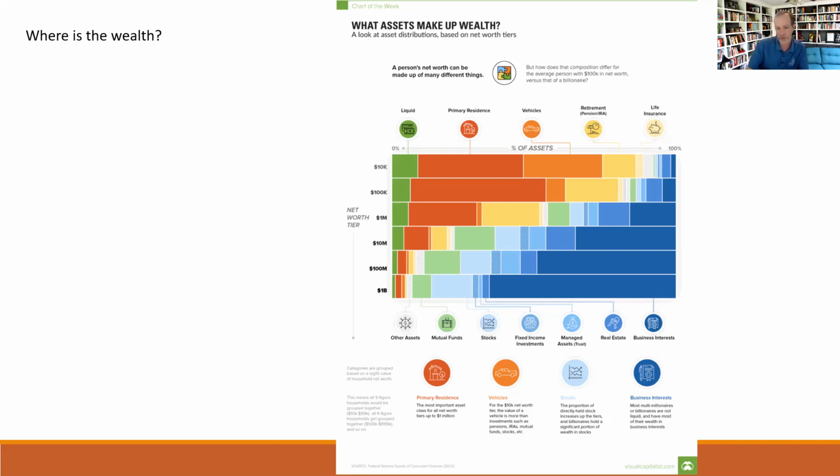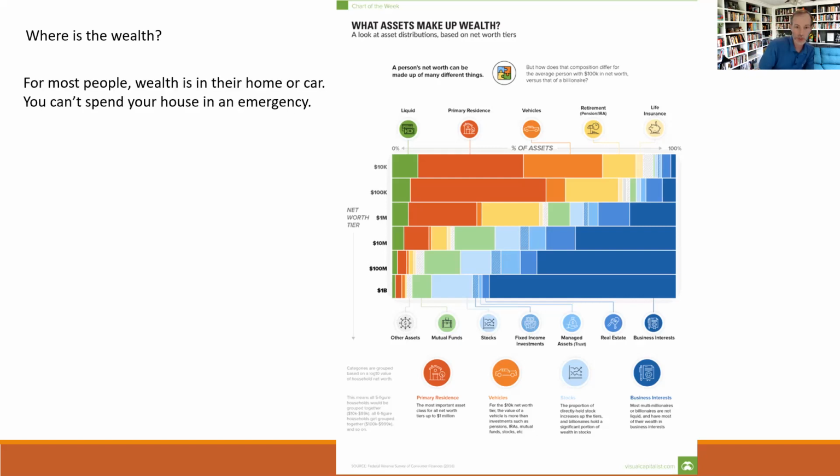I'm not going to go through all the categories, but green is liquid, so that's generally cash in the bank. The next one, this reddish color here, is your house, your primary residence. If you're really wealthy, probably more than one house. Orange is a vehicle. Then we start to get into some retirement accounts, and then light blue is stocks, and dark blue is business interests. So you can see for most people in these lower categories, the wealth is in their home or the car.